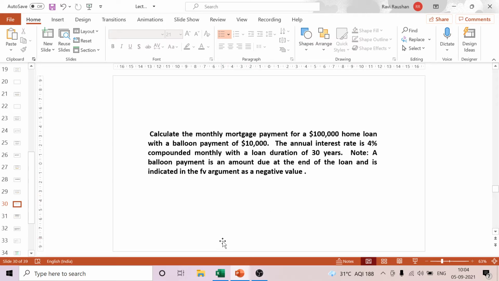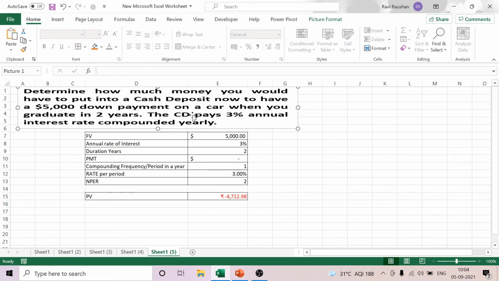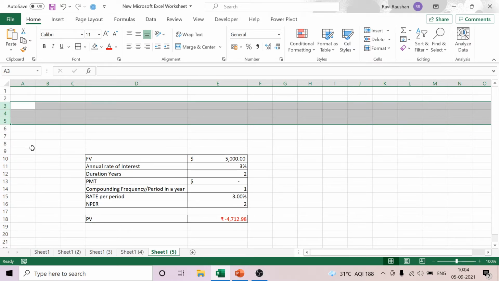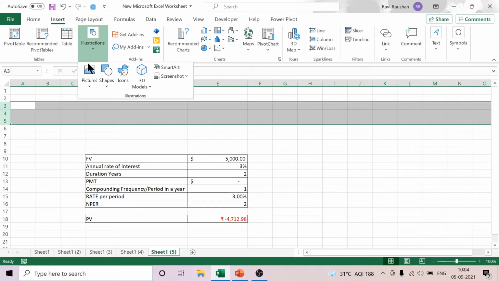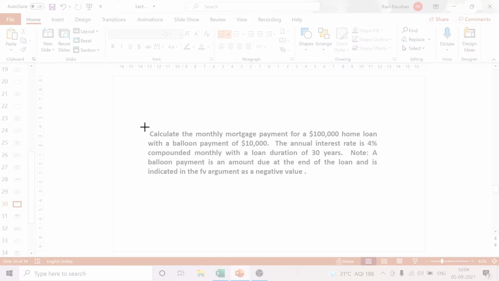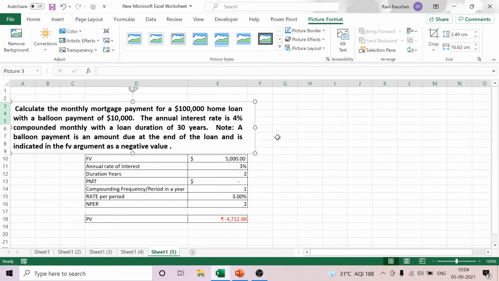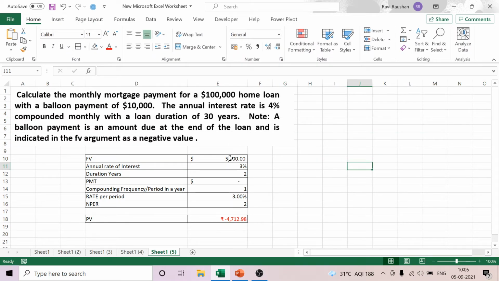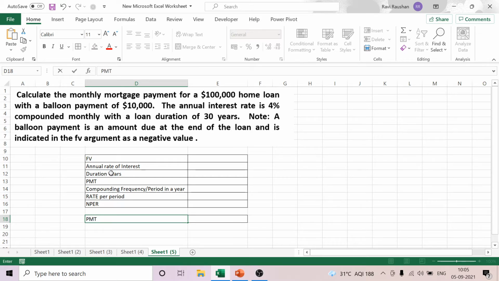All right. Now let us take up this particular problem. It may seem a bit confusing, but let us do it. Okay. Let us give some space here. Insert. I come to the insert, illustration, screenshot. Let us take up this particular problem. All right. Here they're introducing a concept called the balloon payment. So calculate a monthly mortgage. I delete everything here. Calculate the monthly mortgage payment. So you are actually supposed to calculate the PMT. So if you're calculating the PMT, you can note these things down. Monthly payment is what you are supposed to calculate.